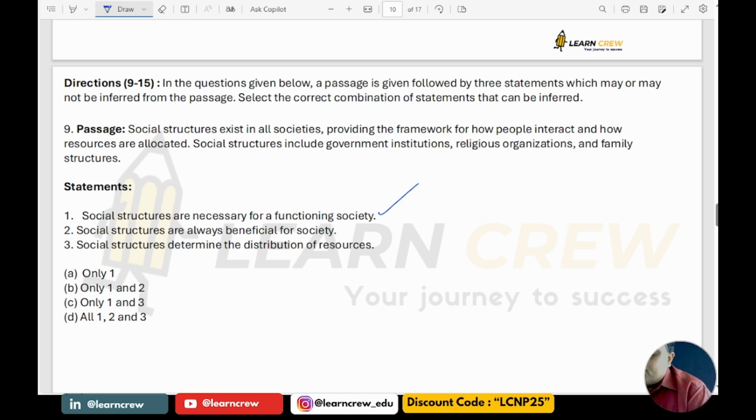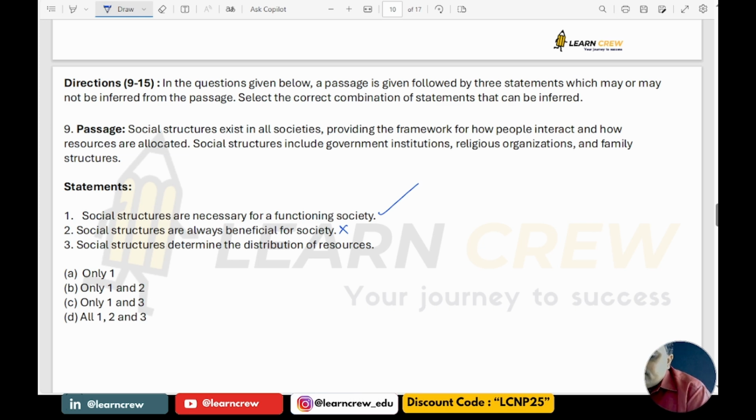What about 2? Statement 2 states that social structures are always beneficial for society, which is not supported by the passage, as there is no indication that social structures are always beneficial for society in the given passage. In the passage, we don't have any indication about statement 2, so it cannot be inferred.